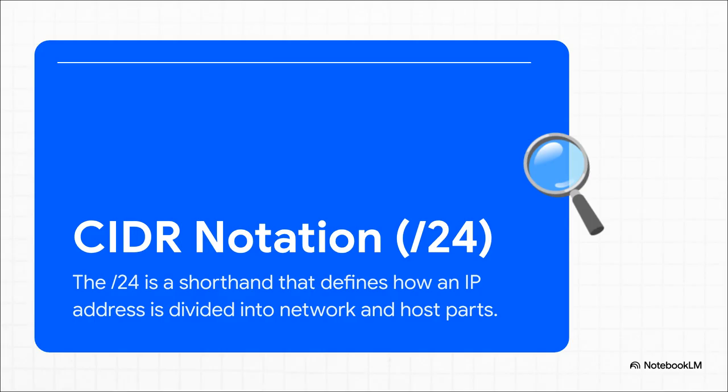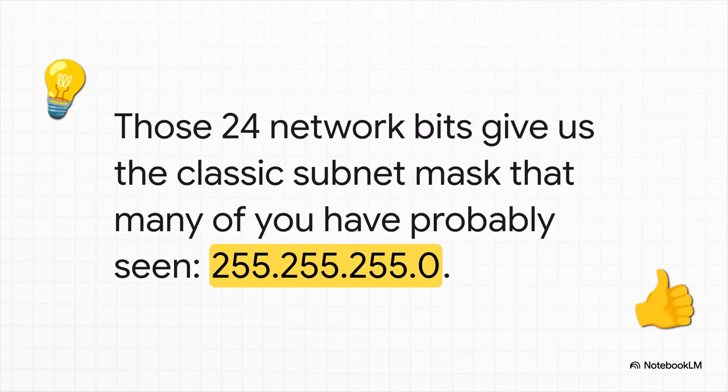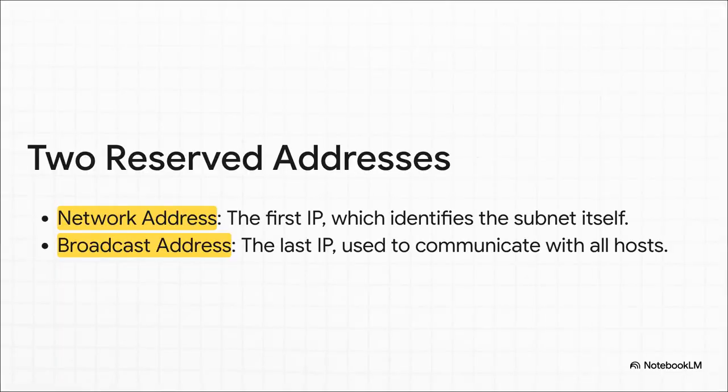This whole slash thing is called CIDR notation. Think of it as shorthand for a subnet mask. So that /24 literally means the first 24 bits are for the network. That leaves 8 for devices. And those 24 bits give us that classic subnet mask, 255.255.255.0. You've seen it before. So here's the crucial part, the difference between total IPs and usable IPs for your gear. Those two missing IPs are reserved so the network can actually work.